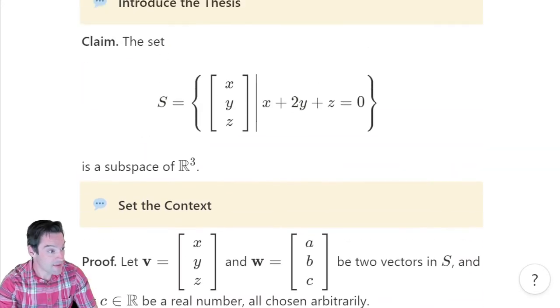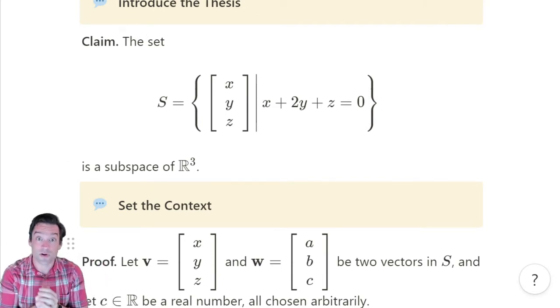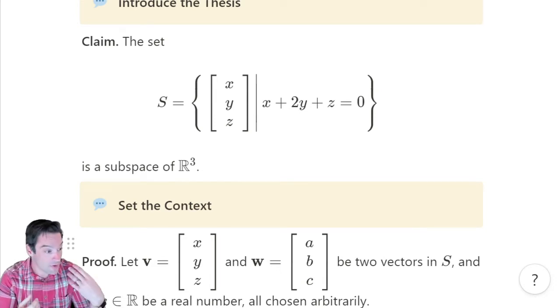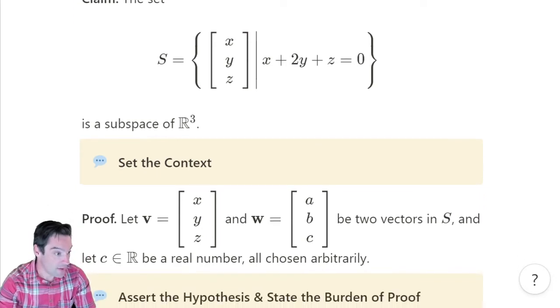Second step is to set the context. And setting the context means that we should tell the reader, sort of create some new instances of variables. I'm thinking like a computer programmer here. Give me a meaning for a vector w and a meaning for a vector v and a meaning for a real number c. And then we're going to use those to do some reasoning.